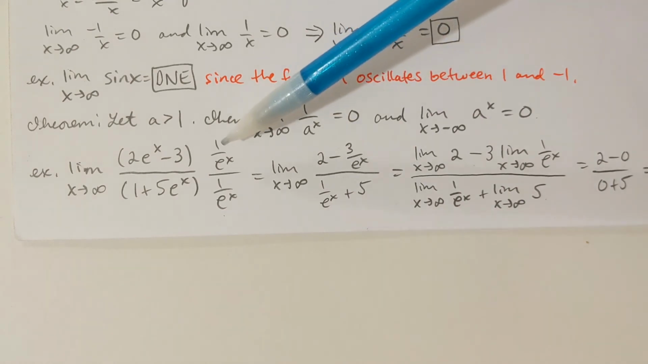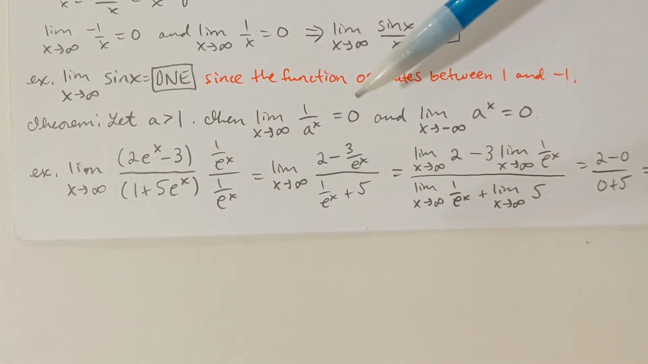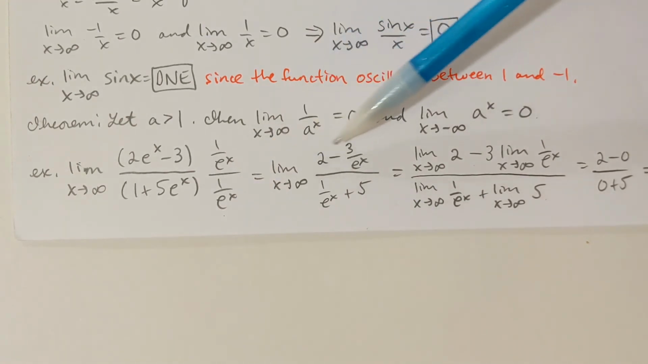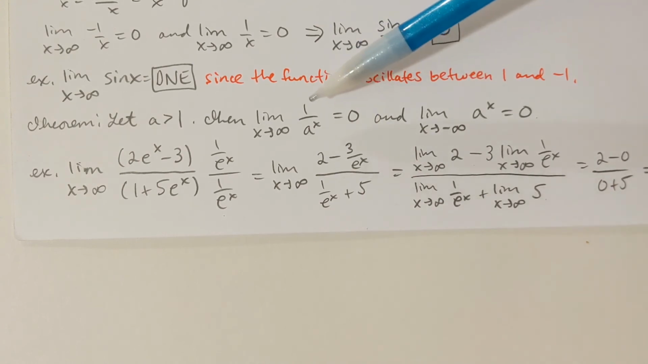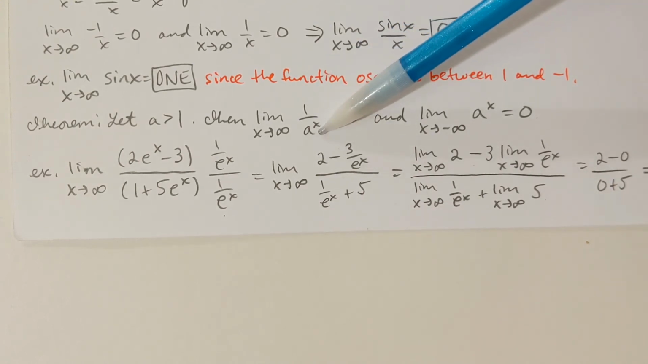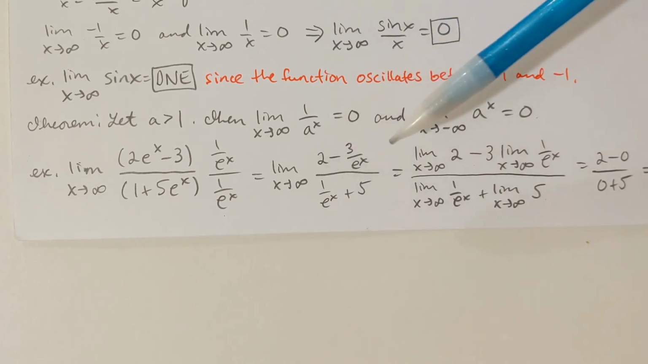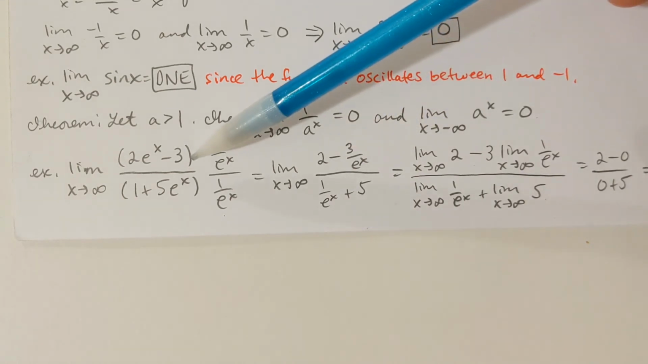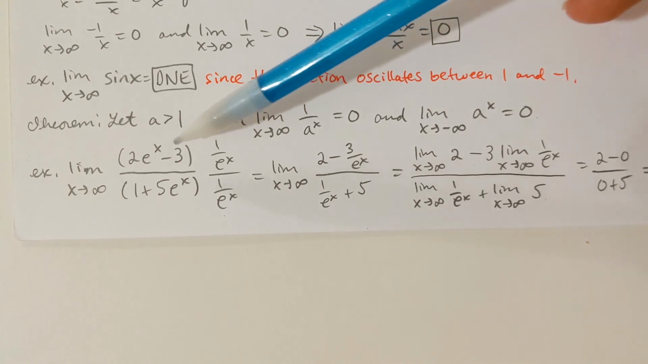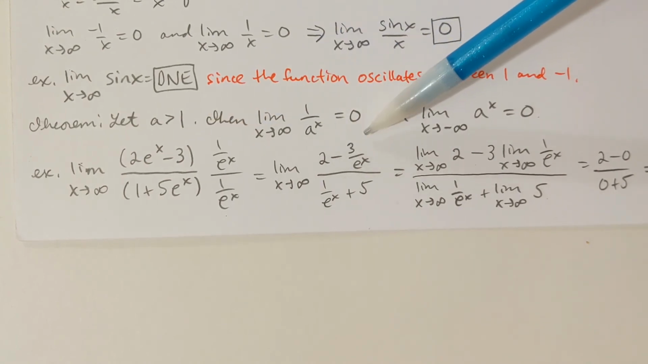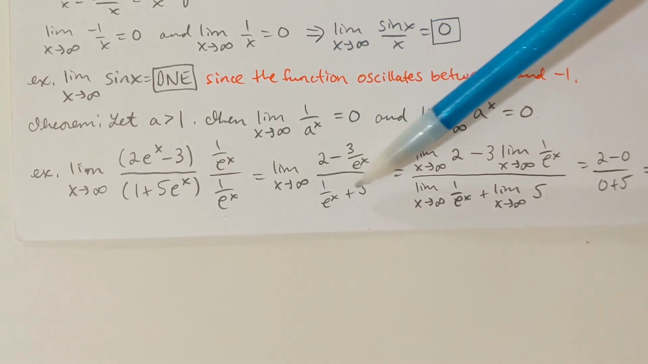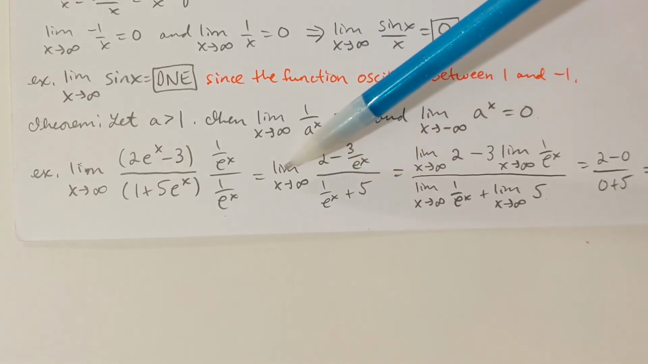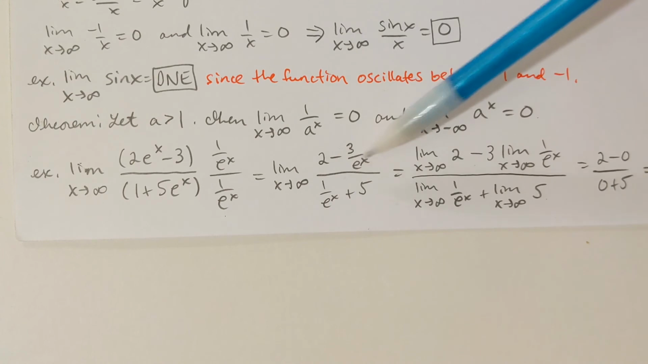Well, I'd want to begin by multiplying the top and the bottom by 1 over e to the x. You see, the plan is to use this theorem that I mentioned above here. I want to get the terms in the form 1 over e to the x, or a constant, okay? So let me distribute 1 over e to the x. I'm going to have 2 minus 3 over e to the x in the numerator, and then 1 over e to the x plus 5 in the denominator. I want the limit as x approaches infinity of that whole thing.